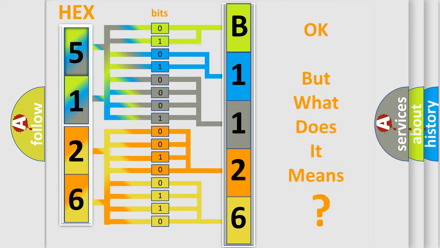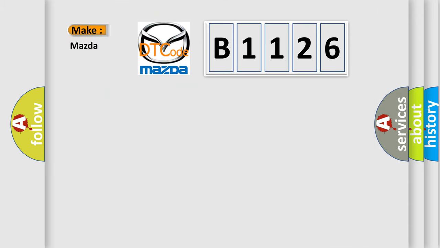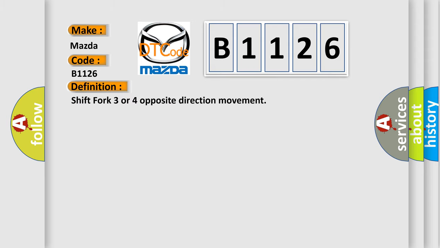The number itself does not make sense to us if we cannot assign information to what it actually expresses. So, what does the Diagnostic Trouble Code B1126 interpret specifically for Mazda car manufacturers? The basic definition is shift fork 3 or 4 opposite direction movement.